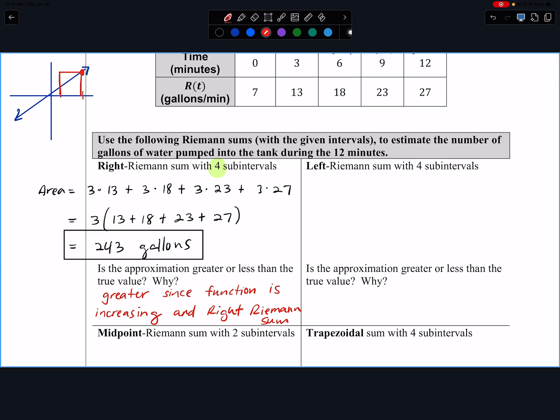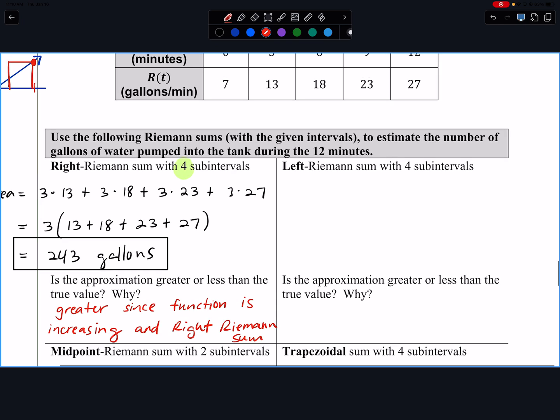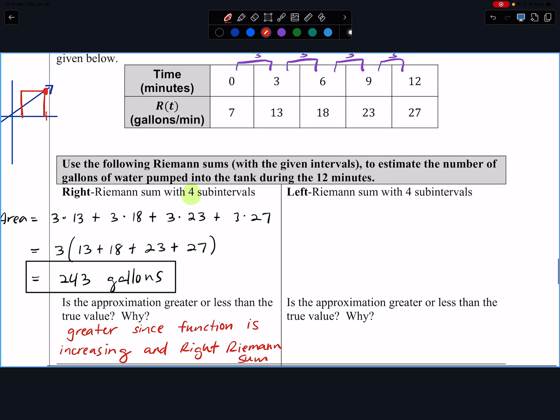Are we okay? All right, let's do a left Riemann sum. Same idea, 4 subintervals. We already have it set up for us because we know that the width of each one of these rectangles is going to be 3. But the difference is the left Riemann sum, we're going to use the left value every time.